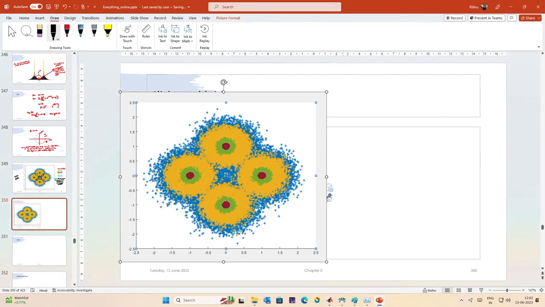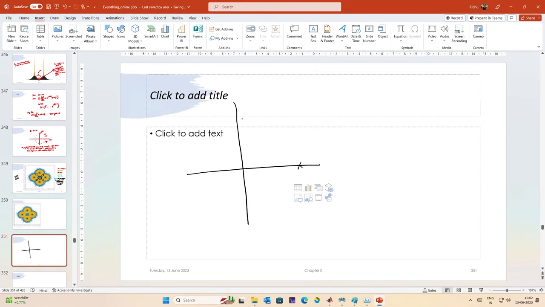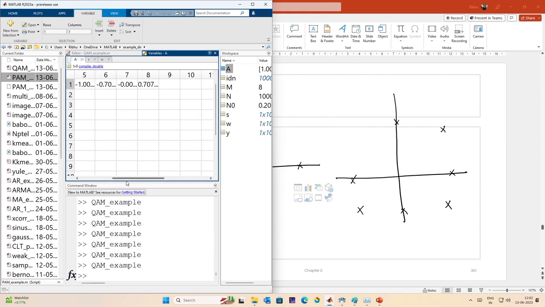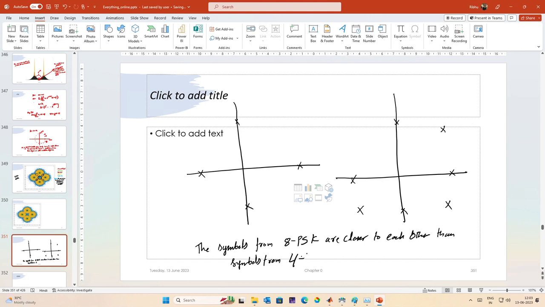One thing that you might notice is that if I quickly draw this, here, I insert another slide, I draw 4PSK. This is 4PSK, and this is 8PSK. You see that these are symbols from 4PSK and 8PSK. One thing that we observe is that the symbols from 8PSK are closer to each other than symbols from 4PSK. That said, now let us go back to MATLAB and see what happens.